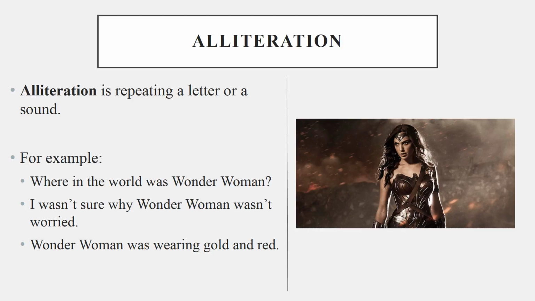We also have alliteration. Alliteration is repeating a letter or a sound. While it's good to have multiple, it doesn't have to be every sound. So, we have, for example, where in the world was Wonder Woman? It repeats that W. I wasn't sure why Wonder Woman wasn't worried. Once again, repeats that W. Wonder Woman was wearing gold and red. So, we can notice gold and red doesn't follow the W sound, but the rest of the sentence set up the alliteration.